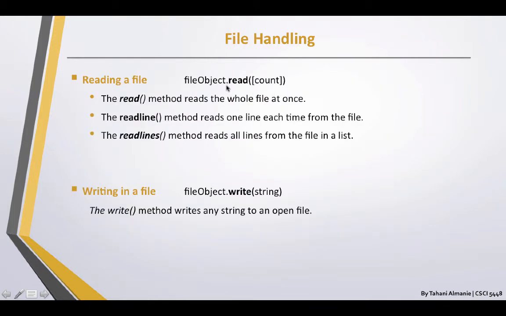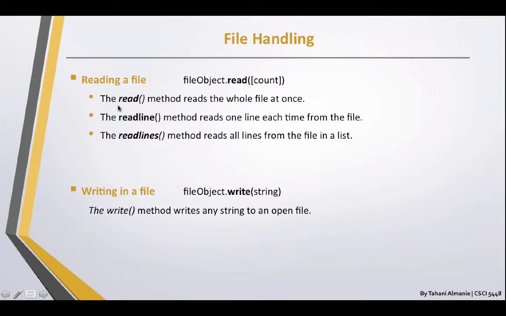Then to read from a file, use the read method, and you can specify how many bytes you want to read from this file. We have 3 different kinds of read. Read to read the whole file at once, readline to read line by line, and readlines to read all lines from the file in a list. Then, to write into a file, use the write method. This will write any string to an open file.